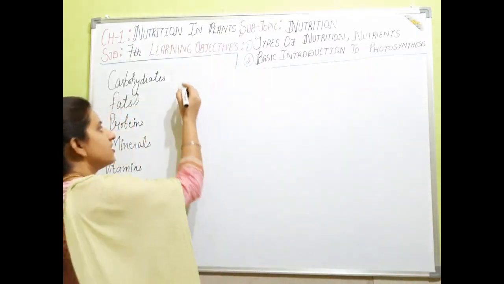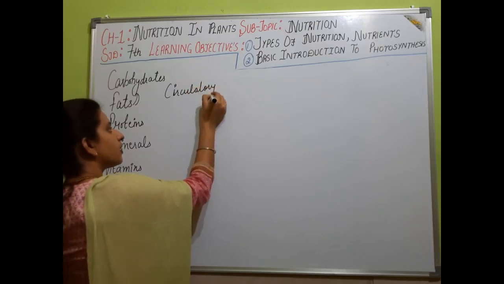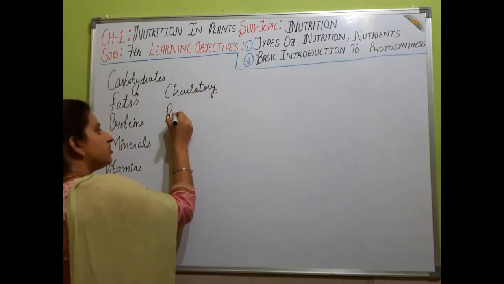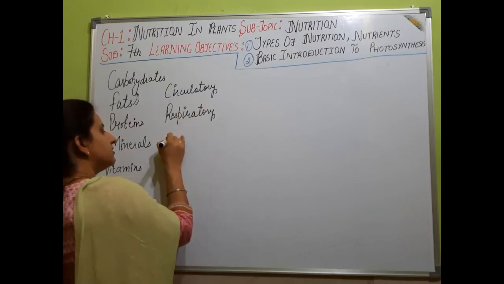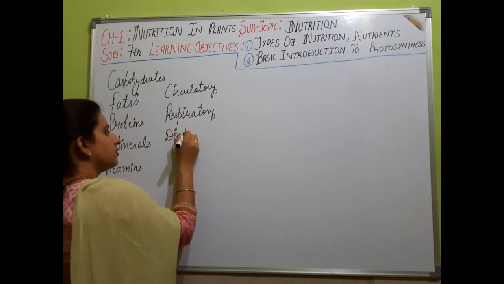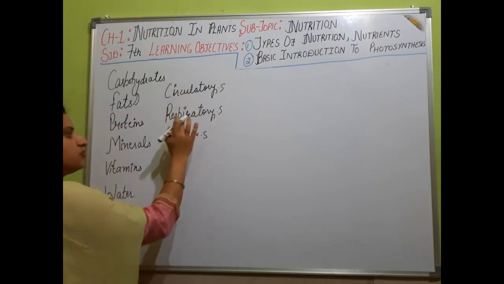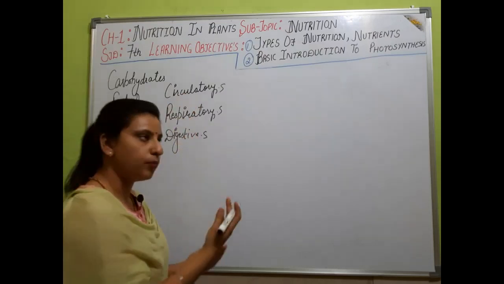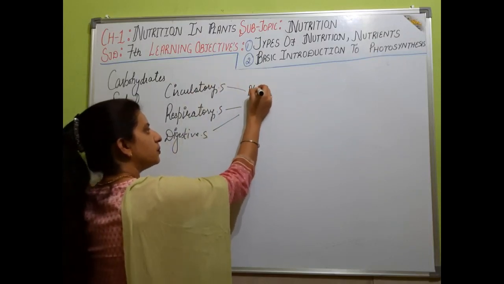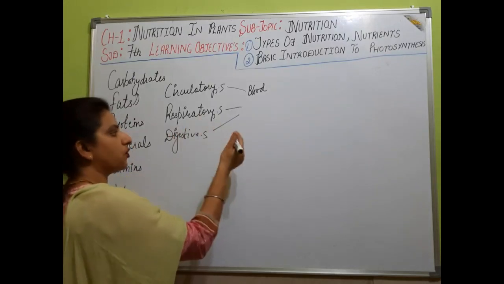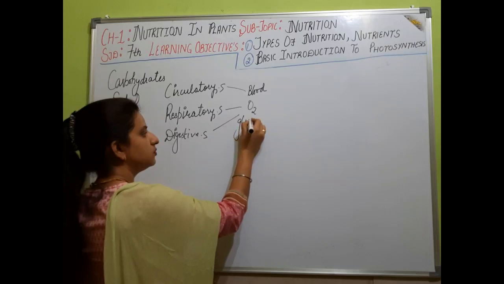The first is the circulatory system, the second is the respiratory system, and the third is the digestive system. All these systems, circulatory, respiratory and digestive, have their own component. The circulatory system has blood, the respiratory system provides oxygen, and the digestive system provides glucose.